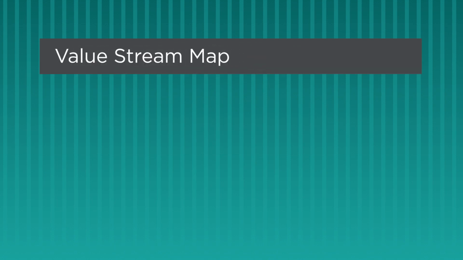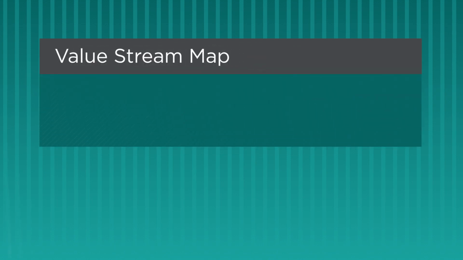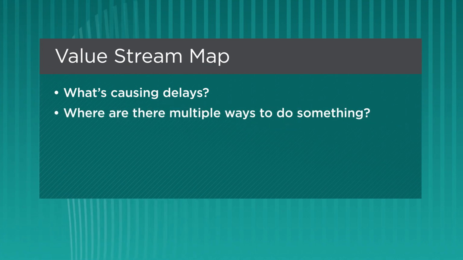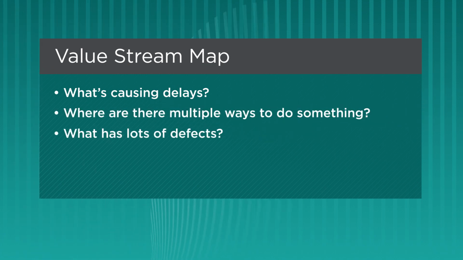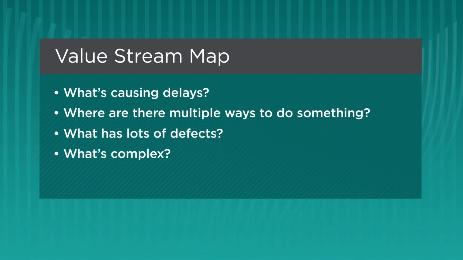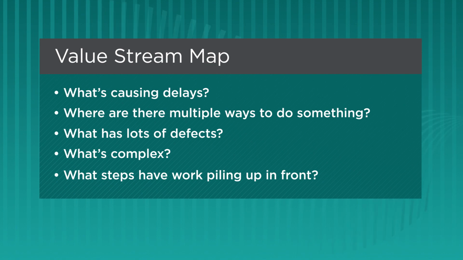Next, you will build a value stream map to document all the details you've collected. Value stream mapping is a powerful technique that's worth learning more about. Now it's time to analyze each step in your process. What's causing delays? Where are there multiple ways to do something? What has lots of defects? What's complex? What steps have work piling up in front?